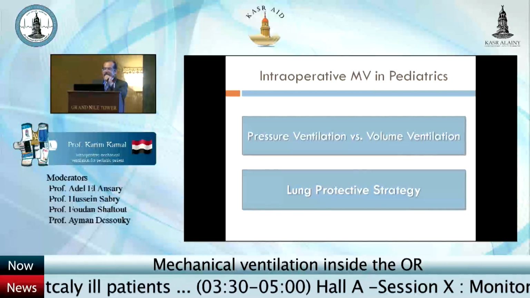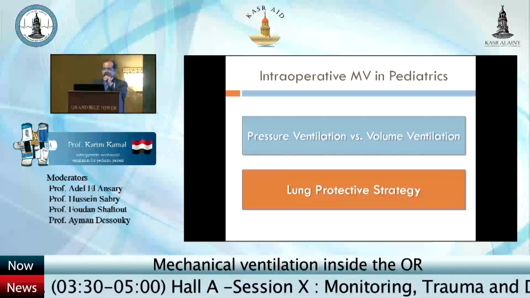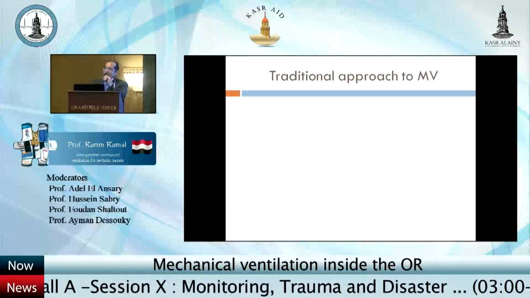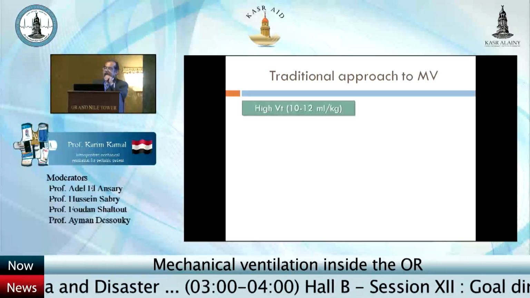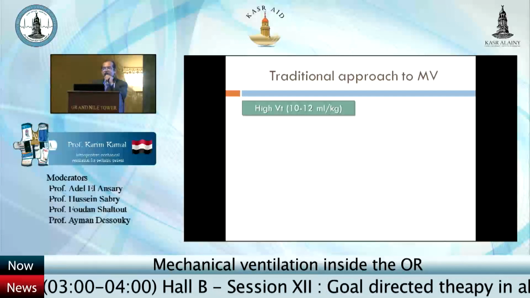What about lung protective strategy? Just a few words about what lung protective strategy is. In the traditional approach to mechanical ventilation, high tidal volumes were used, 10 to 12 milliliter per kg.